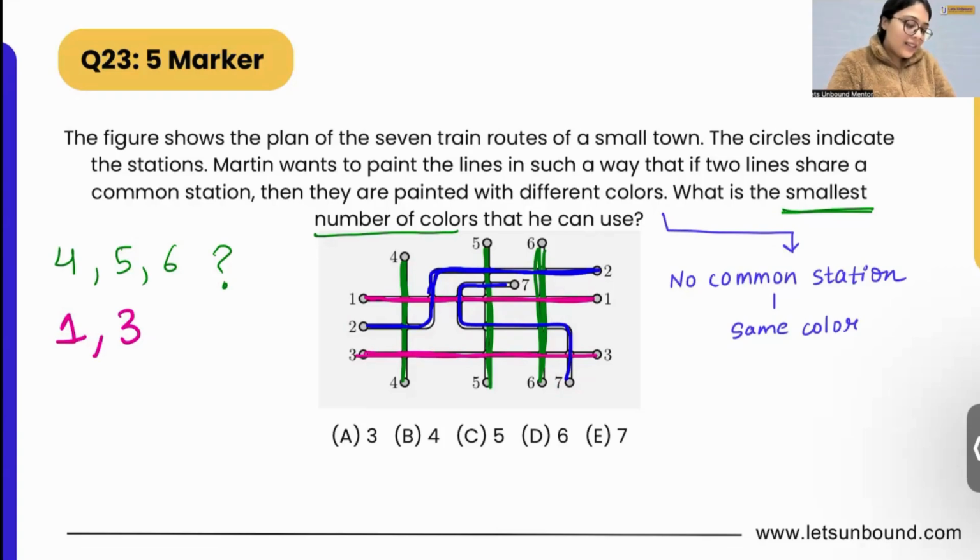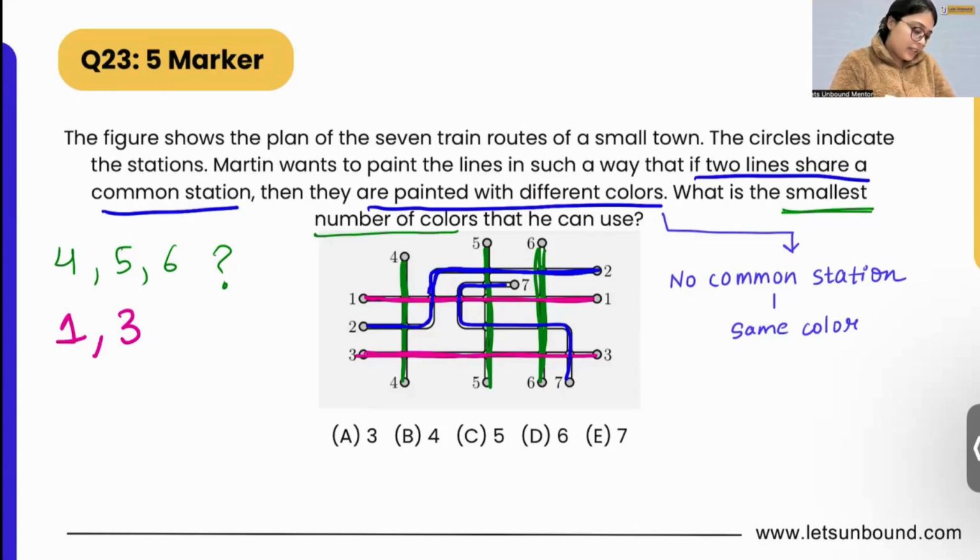You can see how easily we have given the minimum colors, and we have also maintained the condition of the question. What I did was, they said we need to paint in such a way that if two lines share a common station, they are painted with different colors. And I took it in another way. I said, what if there is nothing common? So I will take the same color. It made my task even easier.